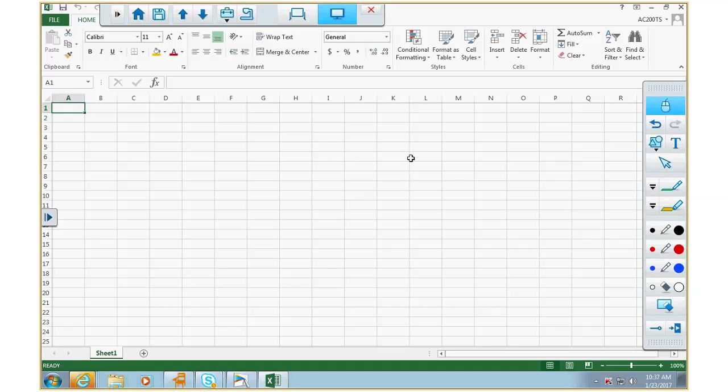Every report is done by Excel. And when you see how easy it is, you're not going to use your calculator. Okay, here's my report.